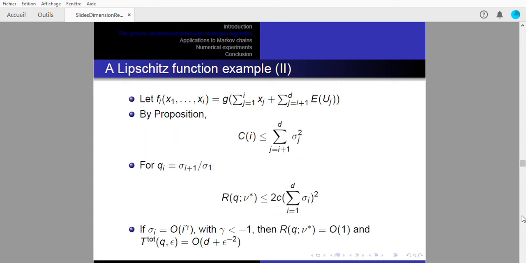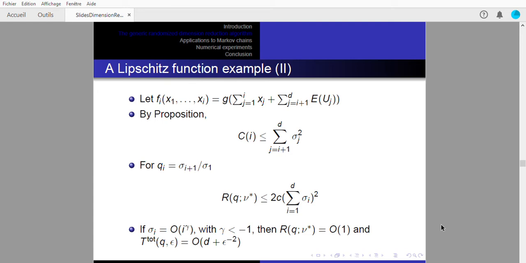Okay, and now we are going to show an upper bound on the Ci. Actually, we can approximate: if we consider this function fi of x1 up to xi given by this equation, then we can show using the previous proposition that Ci is upper bounded by the sum from j equal to i plus 1 to d of sigma j squared. Okay, so using the Lipschitz property, we can show this upper bound on the Ci's. And now if we set Qi equal to sigma i plus 1 divided by sigma 1, then the time variance product is upper bounded by this quantity. So it's upper bounded by a constant multiplied by the square of the sum of the sigma i's.